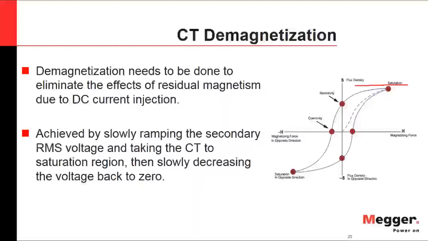In factories, they will do secondary side. But when we're talking about a CT, in this case, for our CT, the easiest way to go is just applying an RMS sinusoidal voltage. And as soon as we increase and we saturate the core, we start decreasing the magnitude of this voltage all the way back to zero, where we expect to have a zero coercivity and zero remanence point.